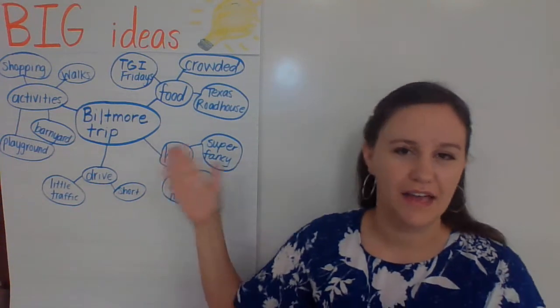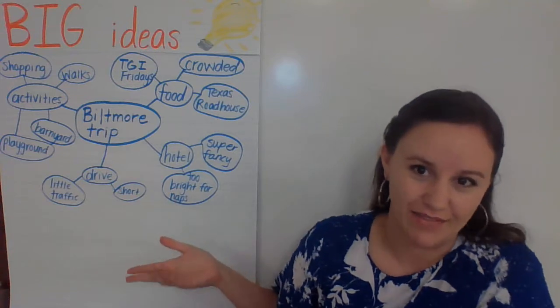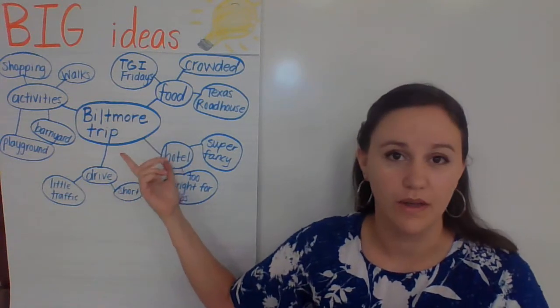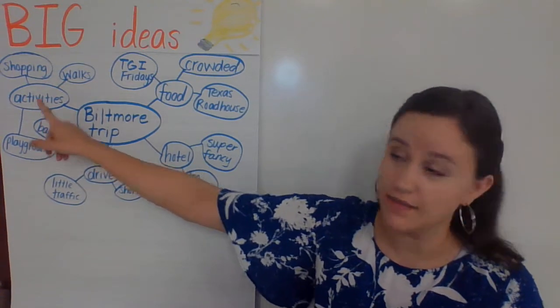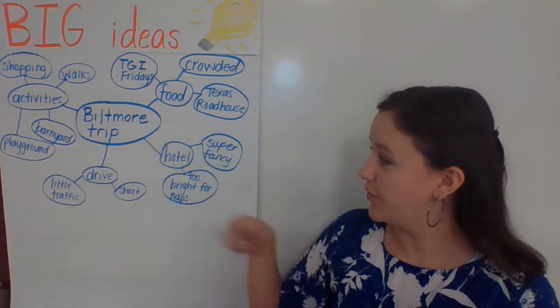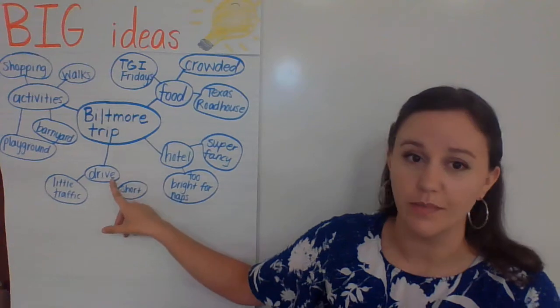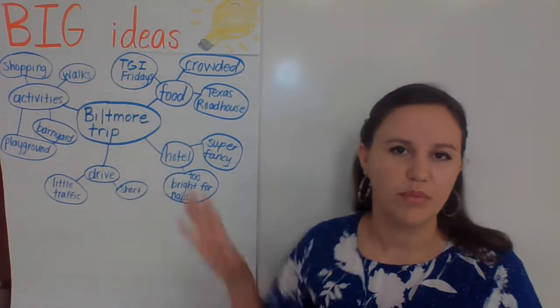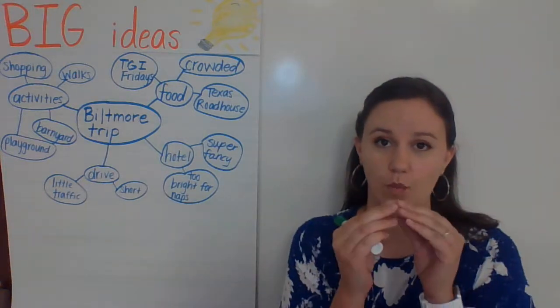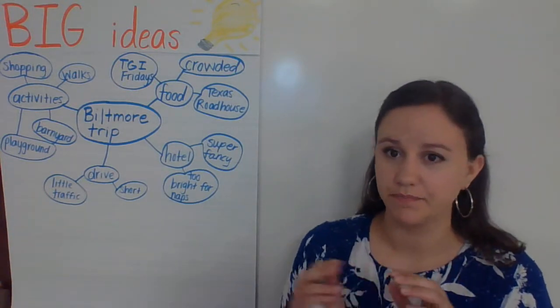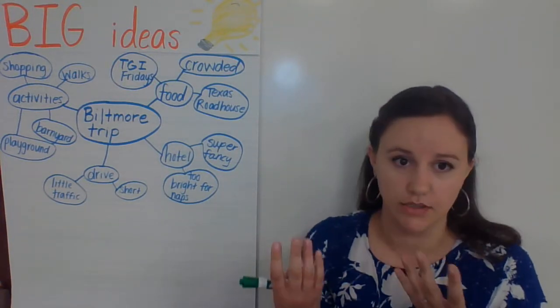So I did one that I actually did, so I didn't have to make one up. I went on a trip to Biltmore, and I put in my web the activities that I did, the food, about the hotel, and about the drive. So those are my four big things about the Biltmore trip. But now I need to focus in on one part of my big idea to write a story.